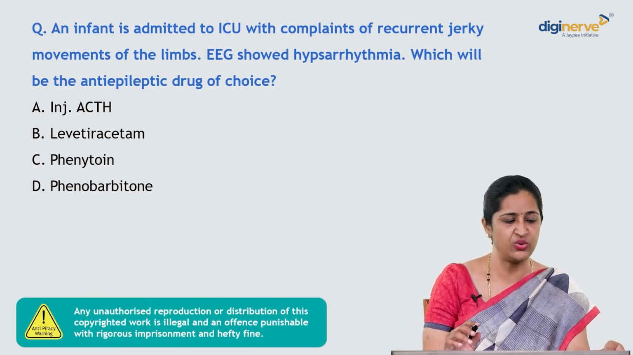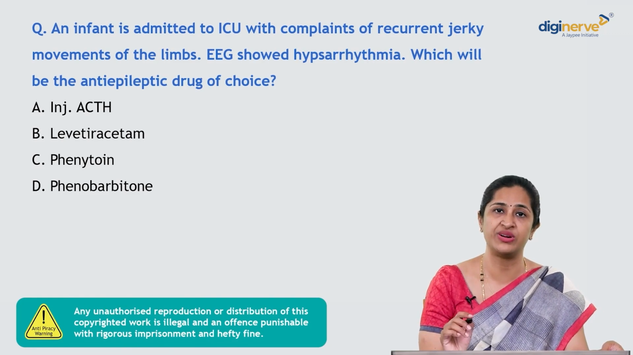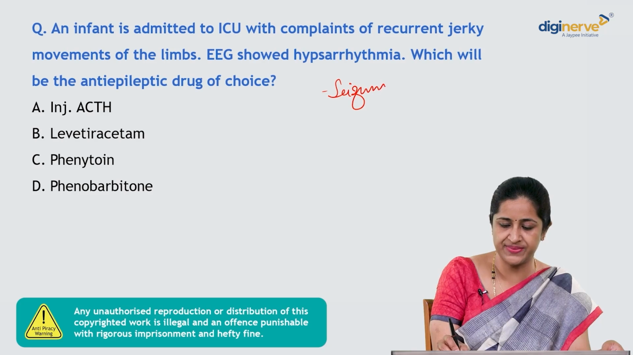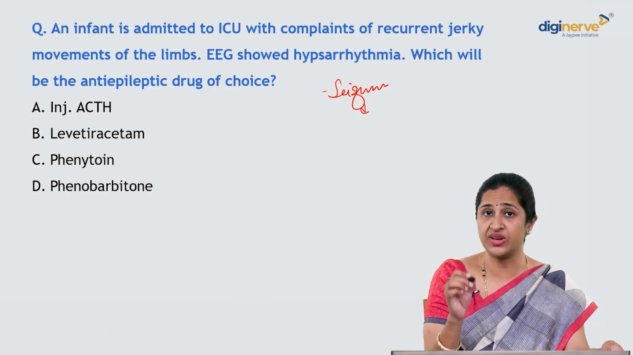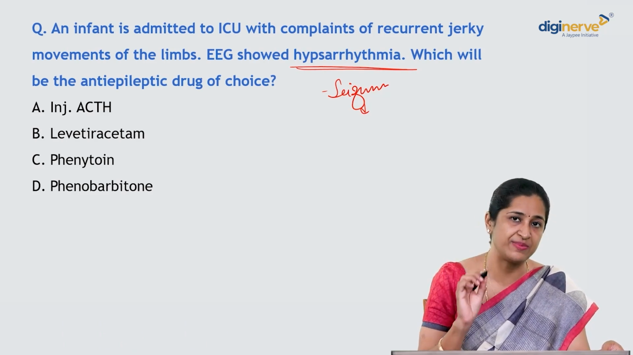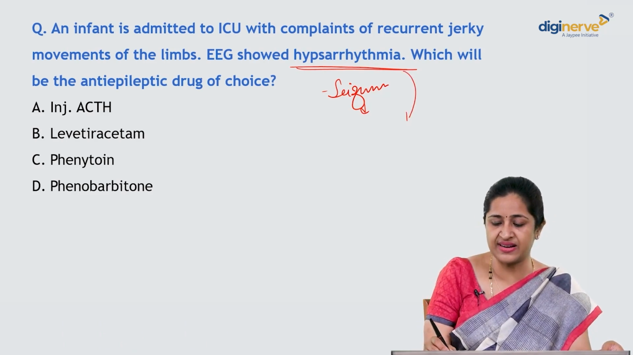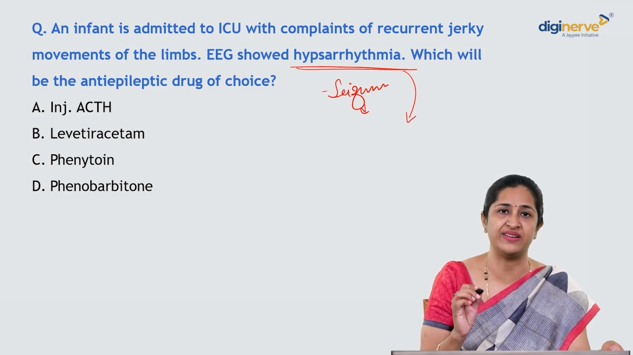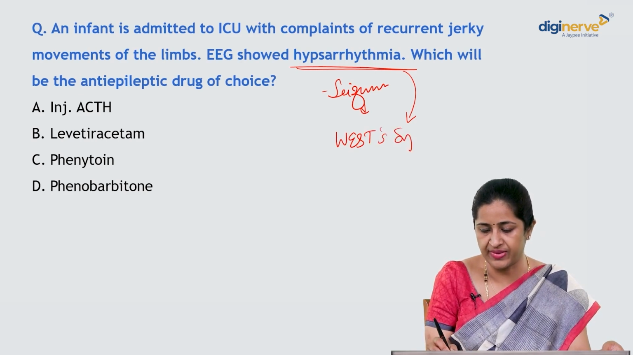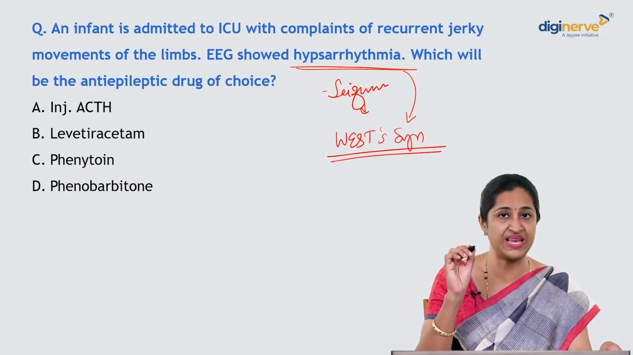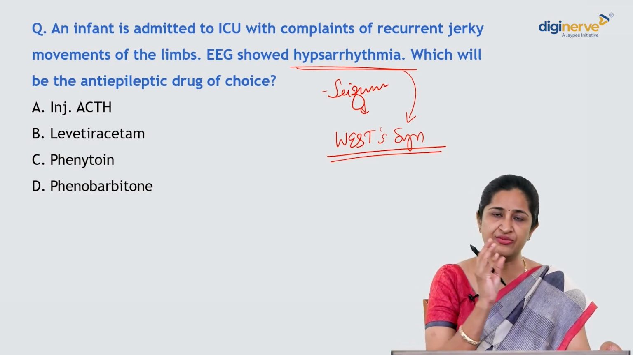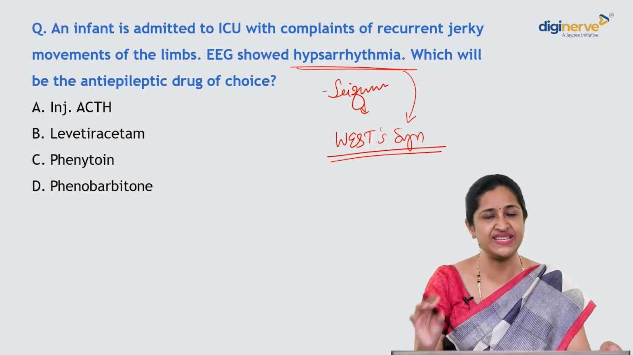So we have a child who is having recurrent jerky movements of the limbs. So that essentially means the child is having seizures, and the EEG is showing a classical pattern called hypsarrhythmia. So in which condition will you see hypsarrhythmia? Hypsarrhythmia is a classical seizure pattern seen in a condition called West's syndrome. That is almost like pathognomonic. If you see hypsarrhythmia, diagnosis is West syndrome.